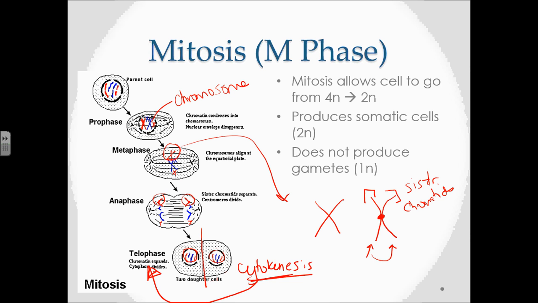So why do we do this? Well, the big idea, which is what we don't want to lose here, is that mitosis allows cells to go from 4N to 2N. Well, there's not really a 4N. What that means is number of chromosomes. 4N kind of refers to what happens after a cell undergoes DNA replication.